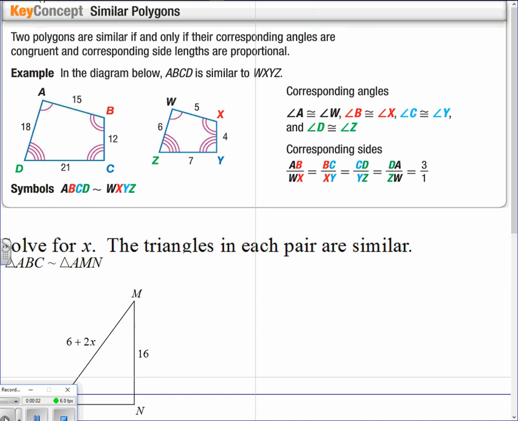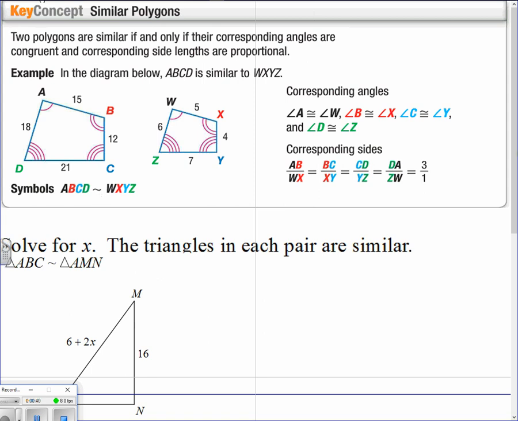Okay, this video is on similar polygons, even though in this class we work mainly with similar triangles. So what it says is if these two polygons are similar, and this symbol means similar, then the A corresponds to the W. If you notice, the A has one tick mark, and over here the W has one tick mark. And B has two tick marks, the X has two tick marks. So this is corresponding.